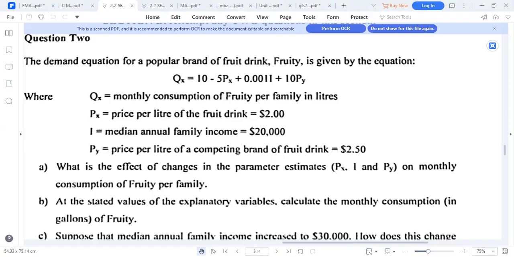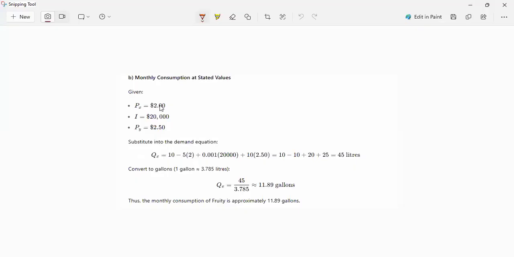So the first thing is to substitute those figures in the equation to calculate your total quantity. Where there is PX, you put 2, where there's income you put 20,000, and where there's PY, you put 2.5. So when you calculate that, you're going to get 5.45 liters.